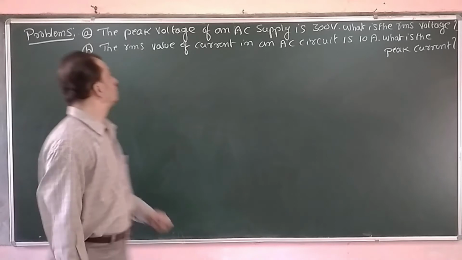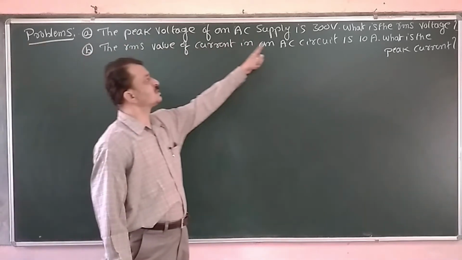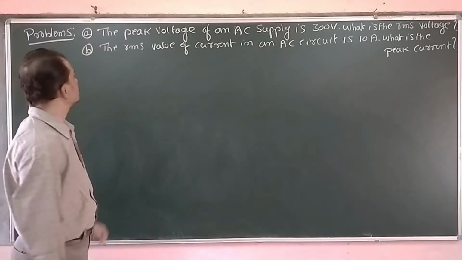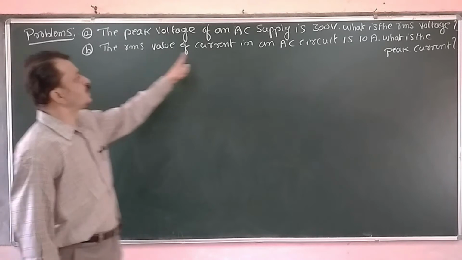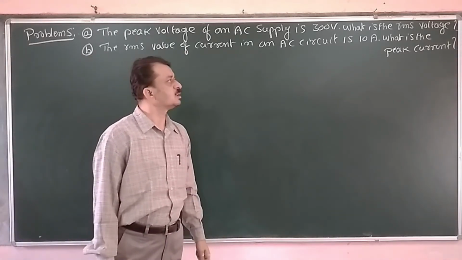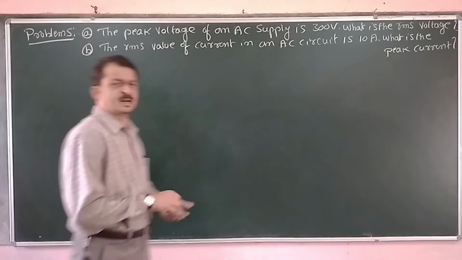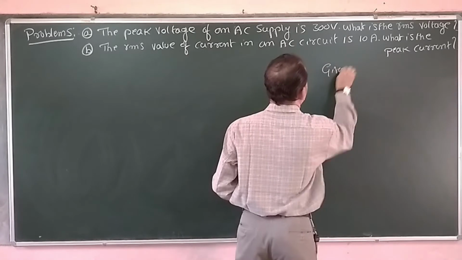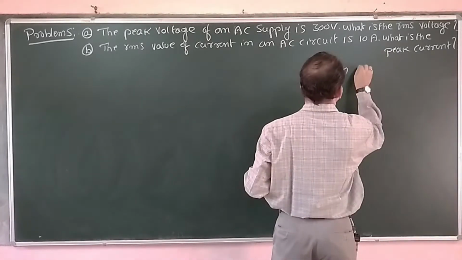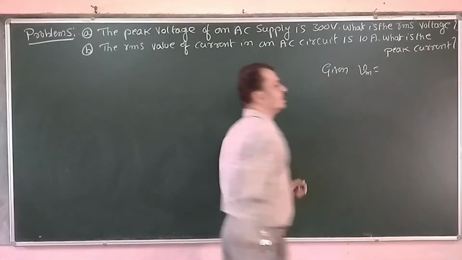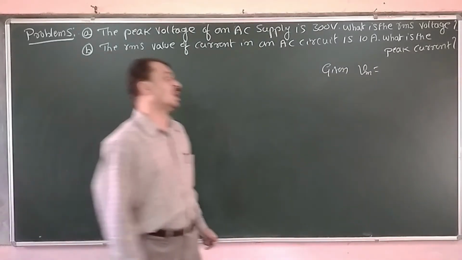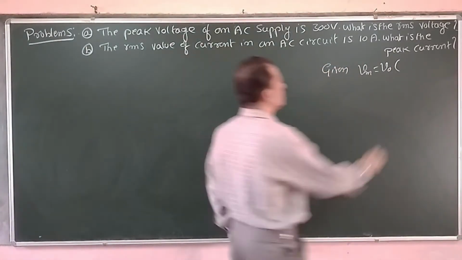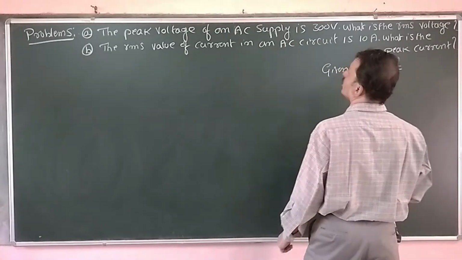Next problem, the peak voltage of an AC supply is 300 volts. What is the RMS voltage? Second part, the RMS value of current is 10 amps. What is the peak current? It's very simple. So given peak voltage, that is Vm. In some textbooks they will write it as V0, both are same. That is equal to 300 volts.